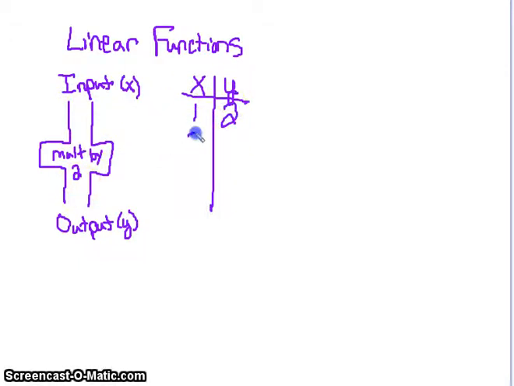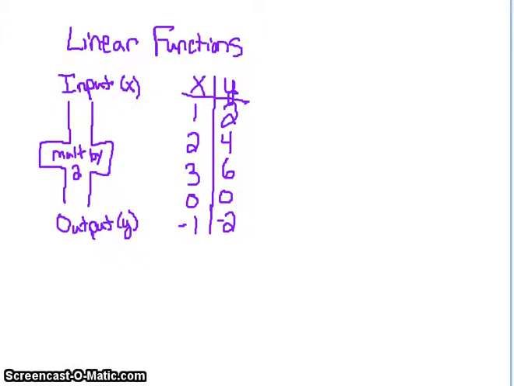I can input a 2. 2 times 2 gives me 4. I can input a 3. 3 times 2 gives me 6. I can input a 0. 0 times 2 gives me 0. I can input a negative 1. And negative 1 times 2 gives me negative 2.